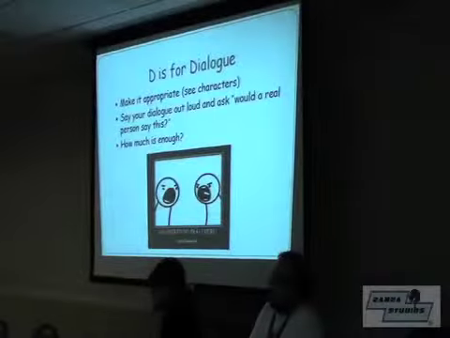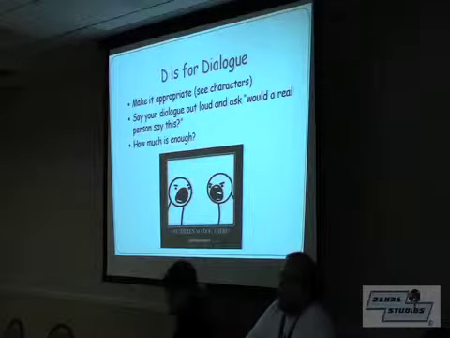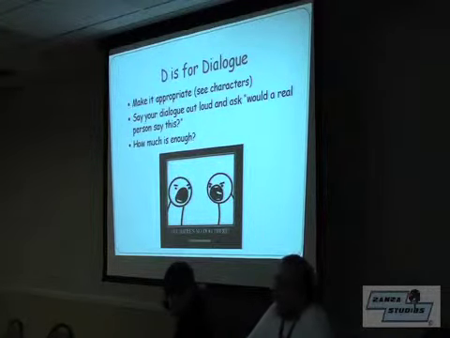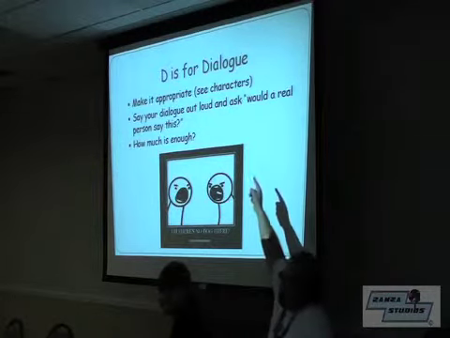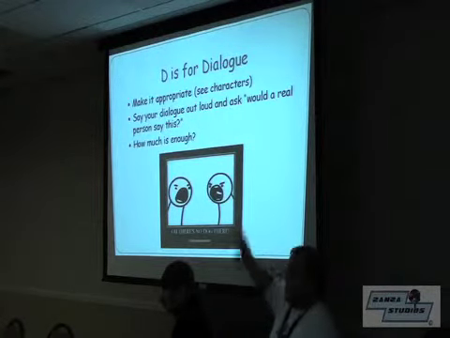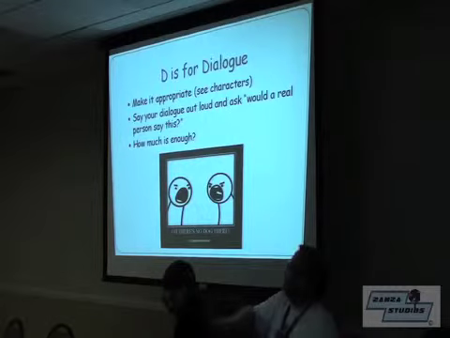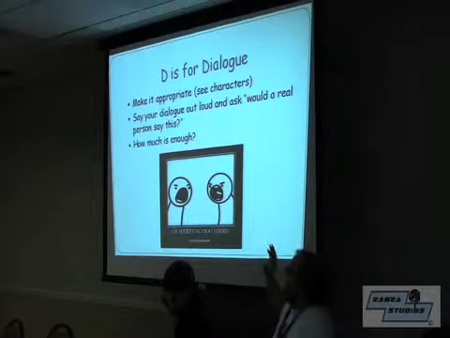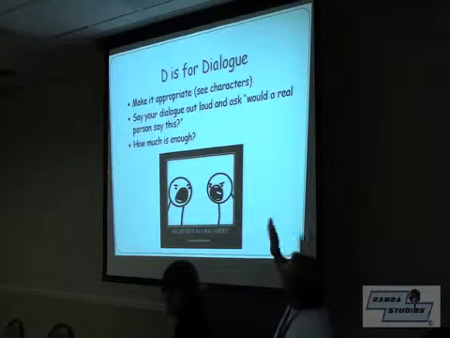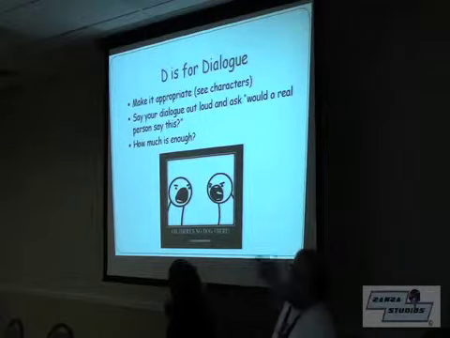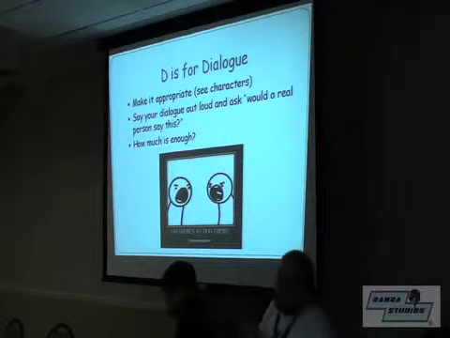D is for dialogue, so make it appropriate. By appropriate, I don't mean age appropriate. I suppose if you're writing like a PG story, then yeah, you can make it appropriate. By appropriate, I mean it needs to fit what the characters do. Like the characters would actually say this, they actually think this way, they actually talk this way. Another technique I give people is say your own dialogue out loud and ask yourself, would somebody actually say this?